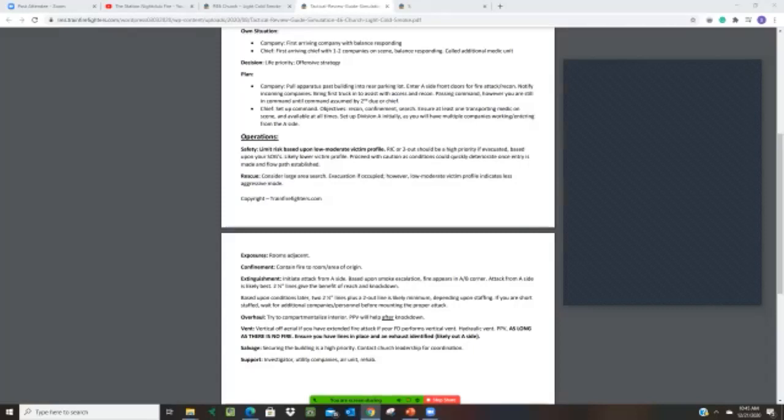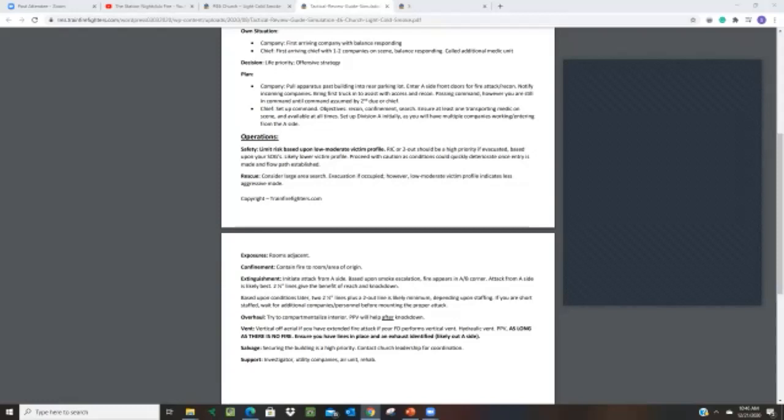And so, just for all of you who haven't heard it before, when I talk about victim profile, there's four: low, moderate, high, and confirmed. Low is you pull up and a credible source tells you everyone's out. Okay, a credible source says everyone.